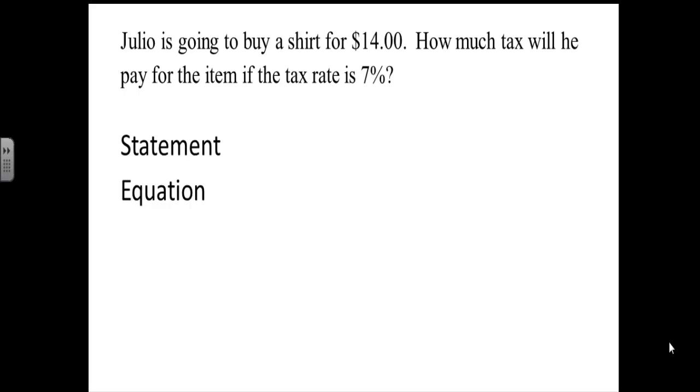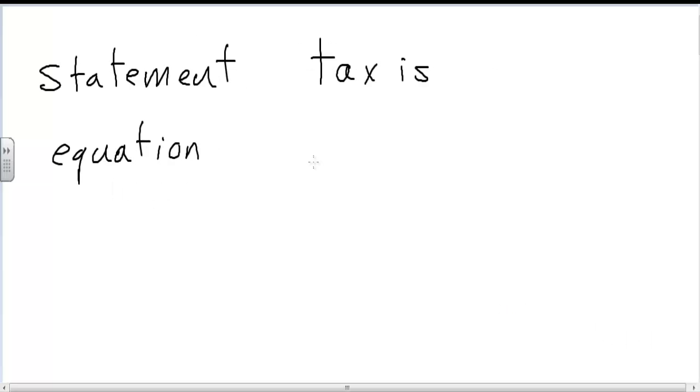With a question like this, I want to be able to change my statement into an equation based on identifying appropriate words. In this case, we're looking at our tax rate, and specifically we want how much tax will be paid. So we need to understand that tax is based upon the amount that one has purchased, which in this case is $14. For our statement, tax is.